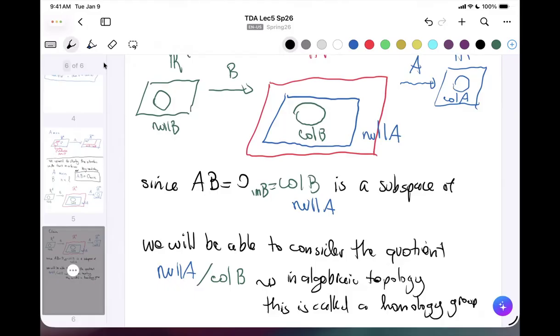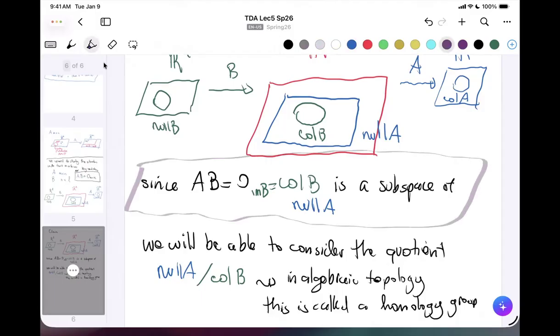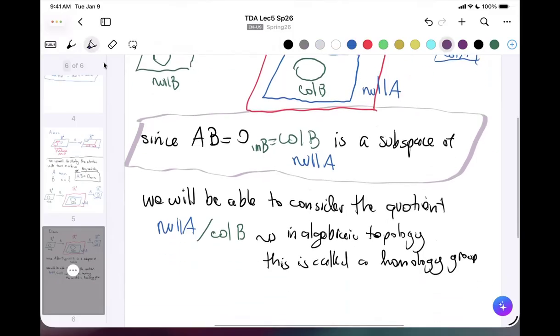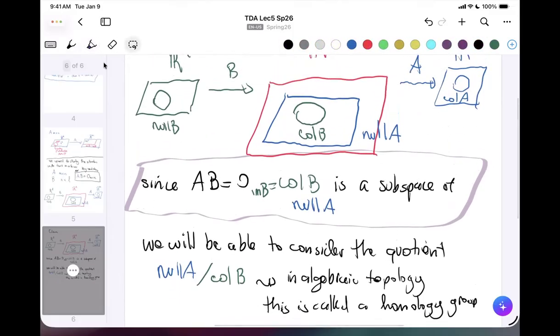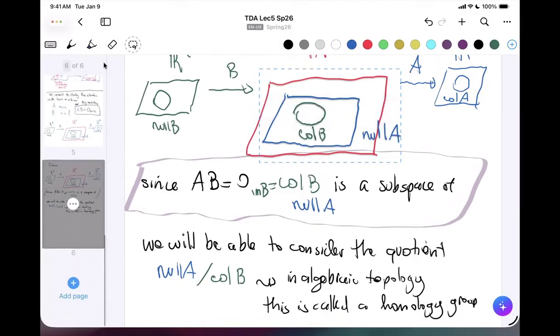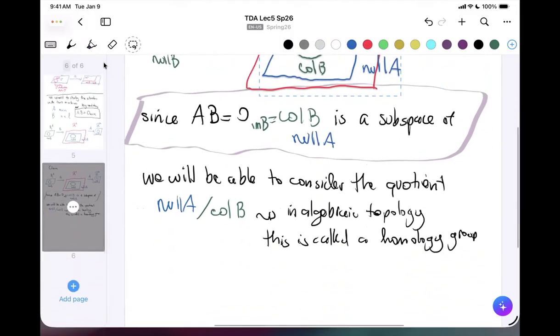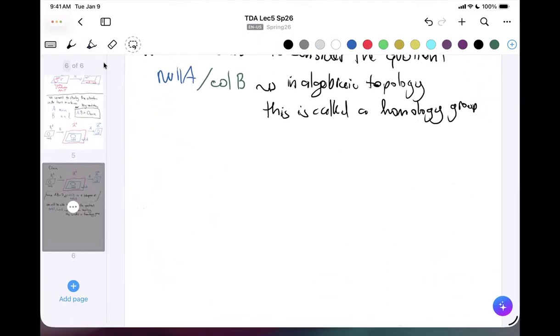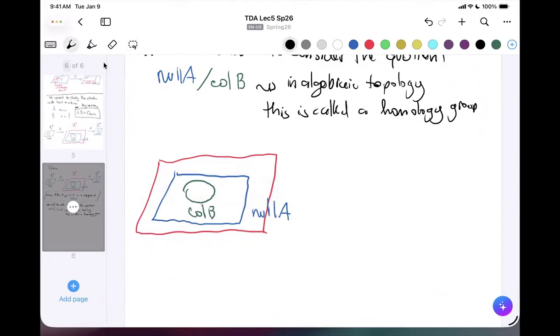Okay, so let me explain why the column space is a subspace of the null space. Let me copy paste this picture and go to the next slide. Oh, actually I can fit it here. So, why is this true?